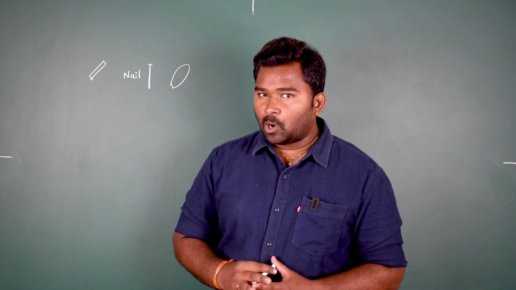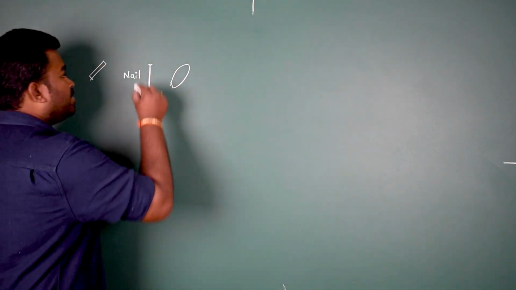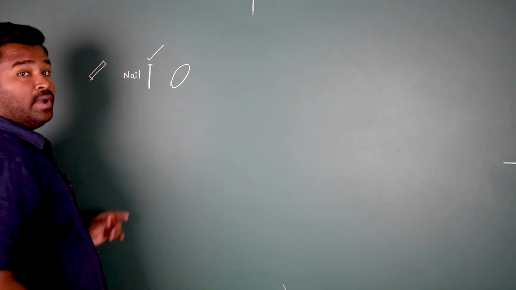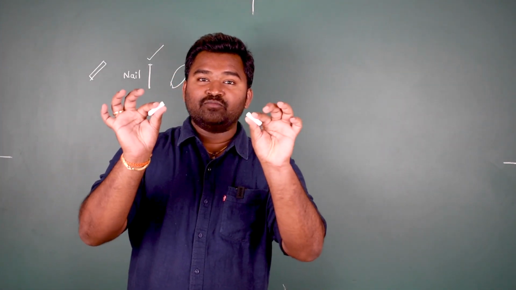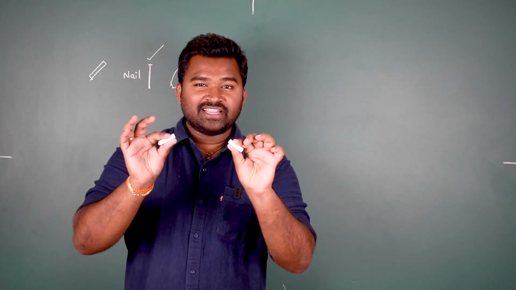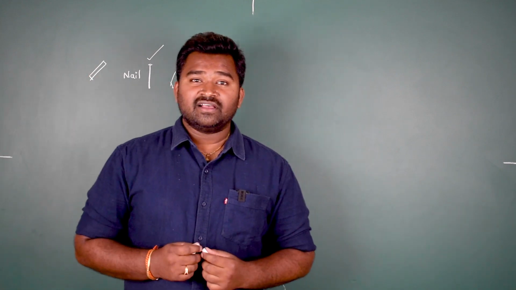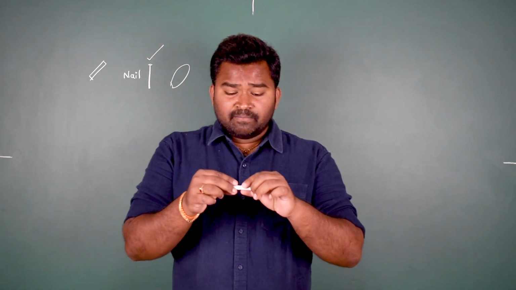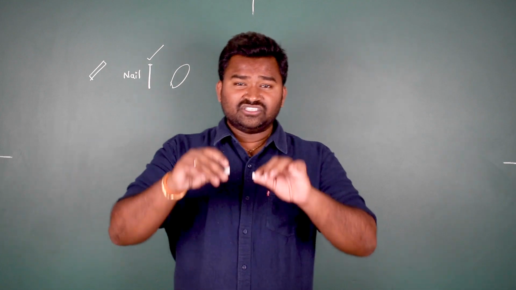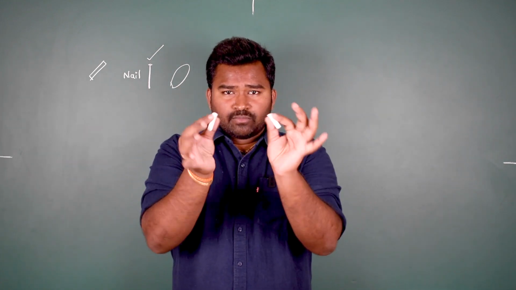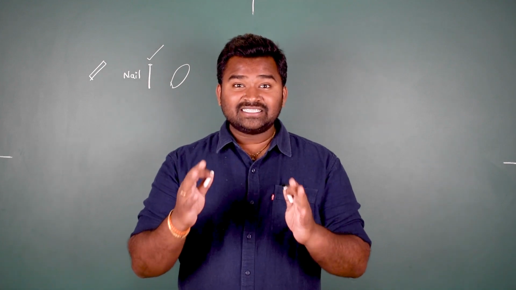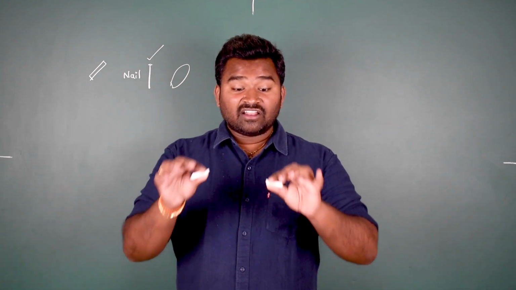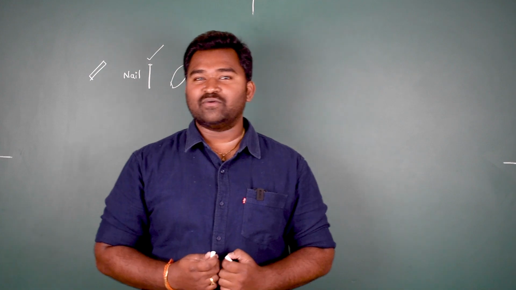And which is very difficult to break? You would say the iron nail would be difficult to break, whereas the chalk would be very easy to break. Can you tell me why it is like that? Why can't I break this iron nail just like the chalk that I broke just now? The reason is the particles that are present in iron are so strongly attracted by one another.